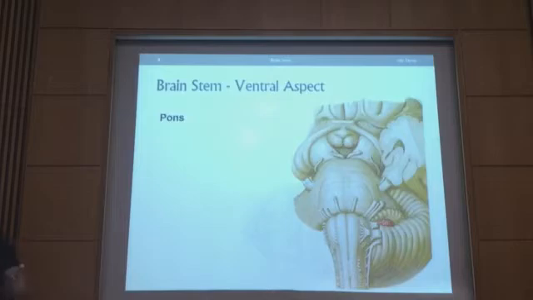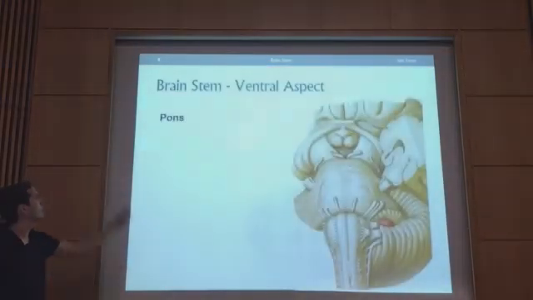So the first division of the brainstem is into 3 parts. Right? The first part is the midbrain. The second part is the pons. And the third is the medulla oblongata. So now we'll clear. So let's describe the pons.